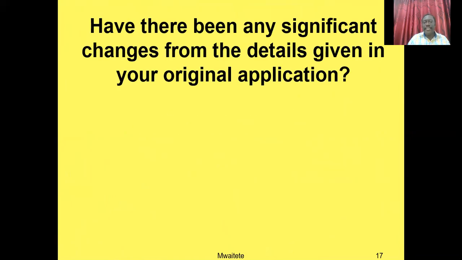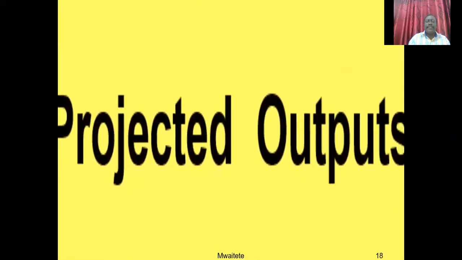Have there been any significant changes from the details given in the original applications? So you make a comparison. If there's any significant change from the details, you compare with the original applications, then you give out the details. You find yourself saying there are significant issues emerging from this area. This is how you describe how things should work.